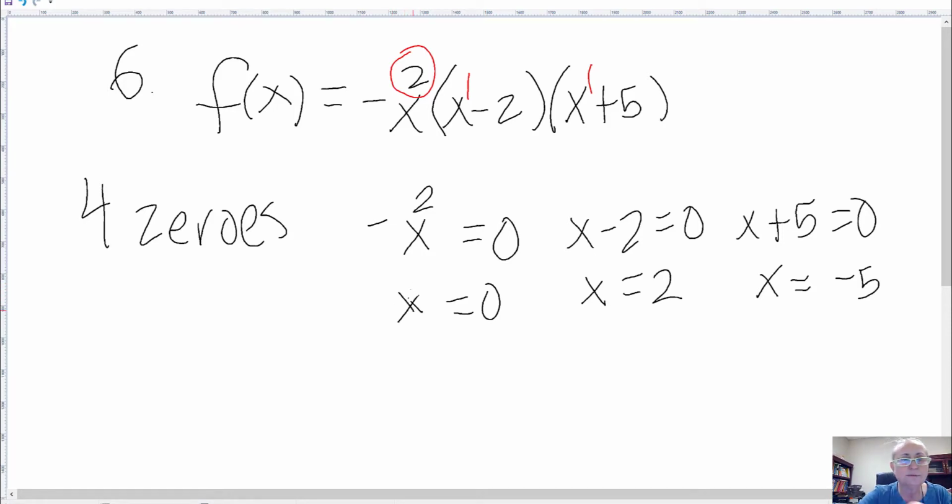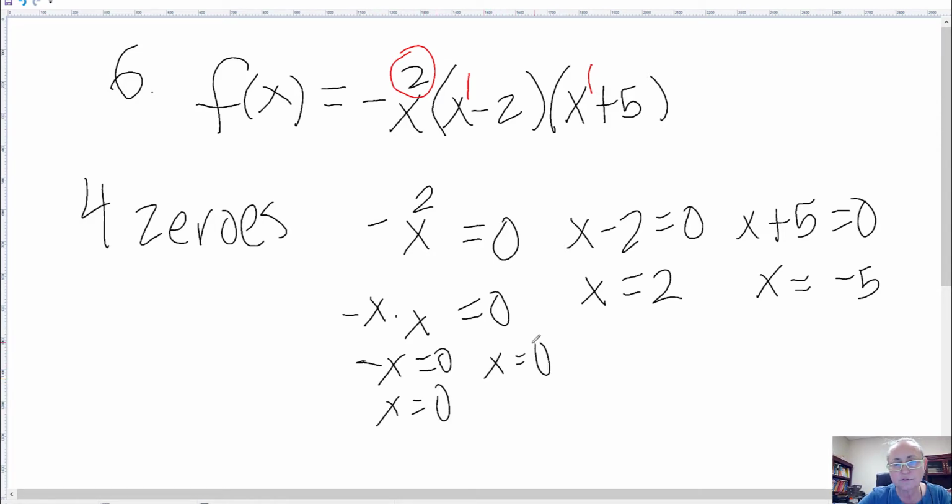Now, this very first one is really negative x times x equals 0. So that's negative x equals 0, x equals 0. And the other x equals 0. So this one has a multiplicity of 2.